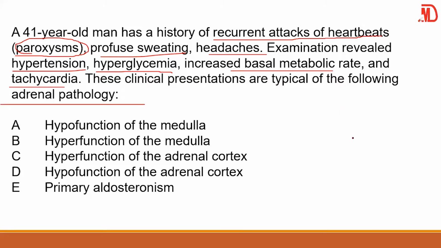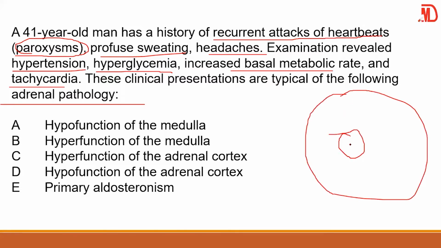So guys, on the adrenal gland, the inner layer is called the medulla. The outer layer is called the cortex, isn't it? So we have the cortex, and inside we have the medulla. So which part regulates all these: profuse sweating, headaches, hyperglycemia, increase in basal metabolic rate? Is it the cortex or the medulla? Medulla. Don't forget, the cortex deals with three layers. We have the aldosterone in the first layer.